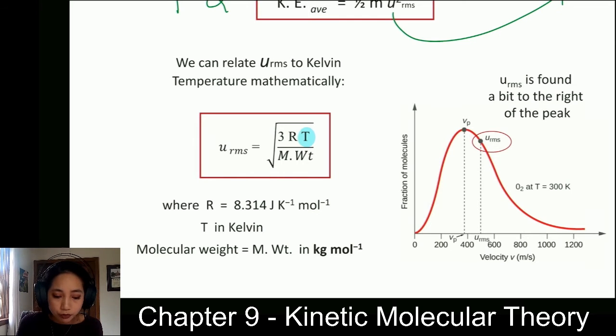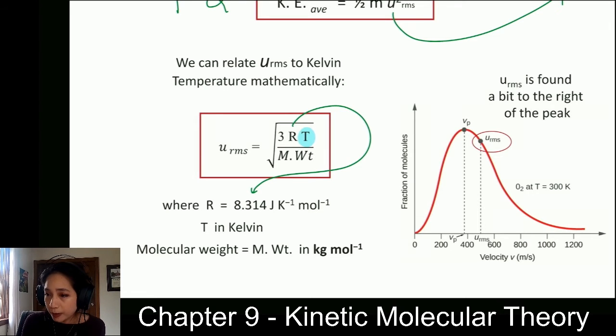And so the equation for that is the square root, that's why it's called root mean squared, of 3 times R. This R is a different R than our gas law R that we've been using. The R that we want to use is actually 8.314 joules per Kelvin mole.